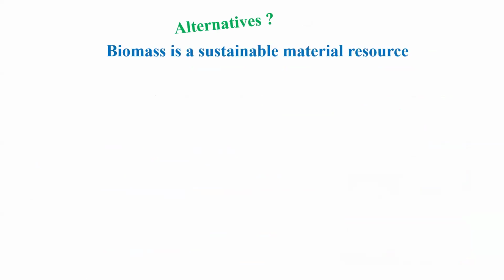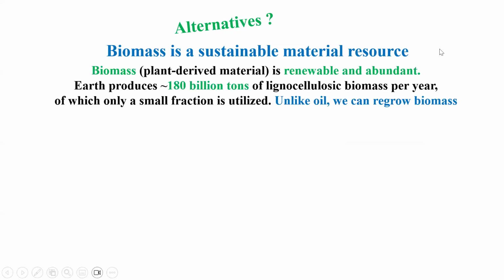Well, there's biomass, and that's a sustainable material resource, and it's renewable and highly abundant. So Earth itself produces 180 billion tons of lignocellulosic biomass per year. And so far, only a very small fraction is utilized. Also, unlike oil, we can regrow biomass.